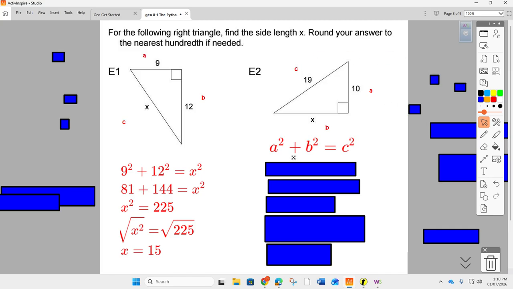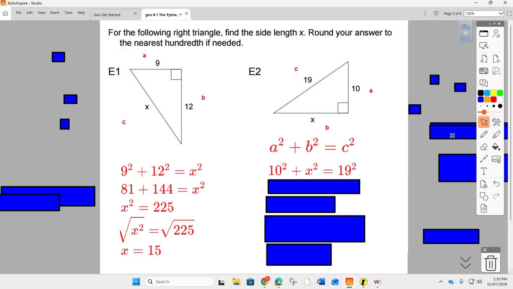So now we designated this as A, so we're going to replace A with 10. We designated this leg as B, so we're going to replace the B with x. And then finally, we determined that this was the hypotenuse. It's the side across from the right angle. It's not one of the sides that is creating the right angle. So we're going to replace that there.